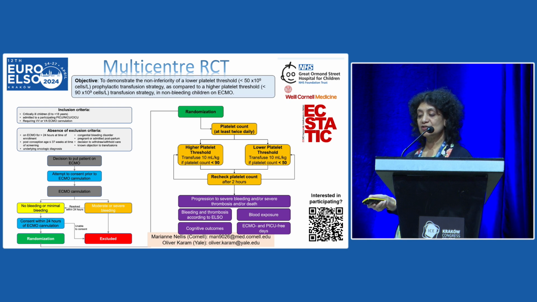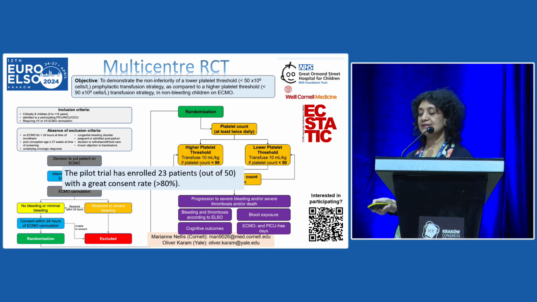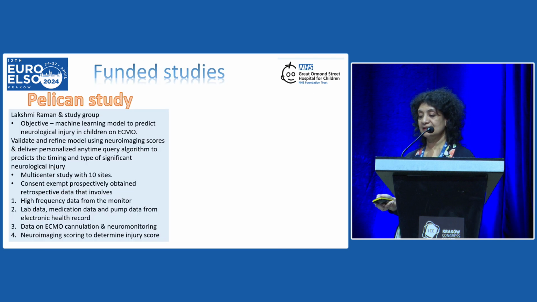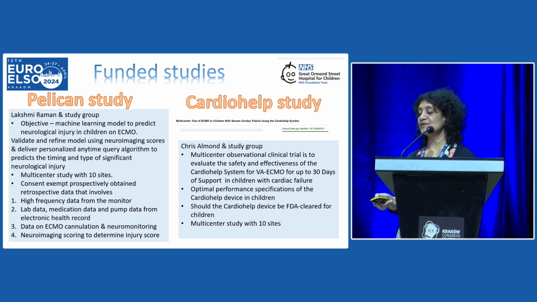Another multi-center trial is looking at platelet thresholds, comparing a lower platelet threshold with a higher one. The study, from Yale University, has enrolled 23 patients out of 50 in their pilot trial, and they have a good consent rate. You'll hear more about this later, the ECSTATIC study. There are two more funded studies I'm going to mention.